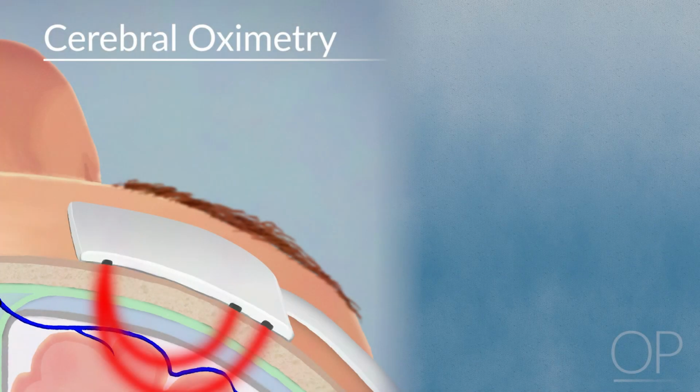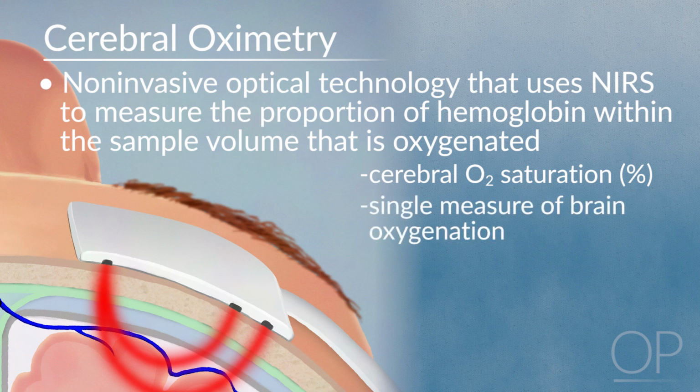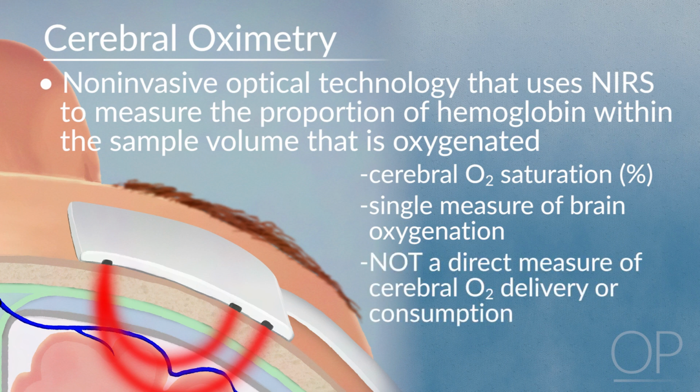Cerebral oximetry may be defined as a non-invasive optical technology that uses near-infrared spectroscopy to measure the proportion of hemoglobin within the sample volume that is oxygenated. So as I mentioned earlier, oximetry is a saturation. So what is measured is cerebral oxygen saturation, and the unit is percentage. Cerebral oxygen saturation is a single measure of brain oxygenation. And as you will see, it is not a direct measure of cerebral oxygen delivery or consumption.